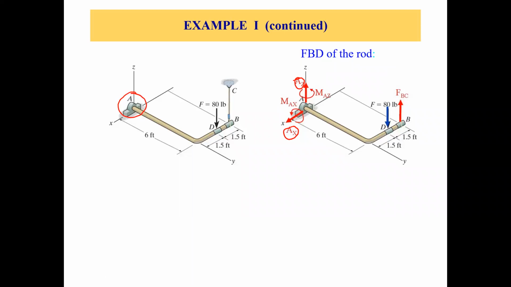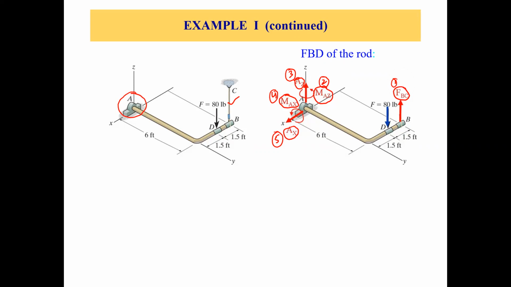And then we have 2 unknown moments, MAZ and MAX, right? So moment around x-axis and moment around z-axis at point A. Now the other unknown is the tension in this cable BC, right? So let's call it FBC. So now how many unknowns do we have? This is 1, this is 2, this is 3, this is 4, this is 5. So we have 5 unknowns in this problem.